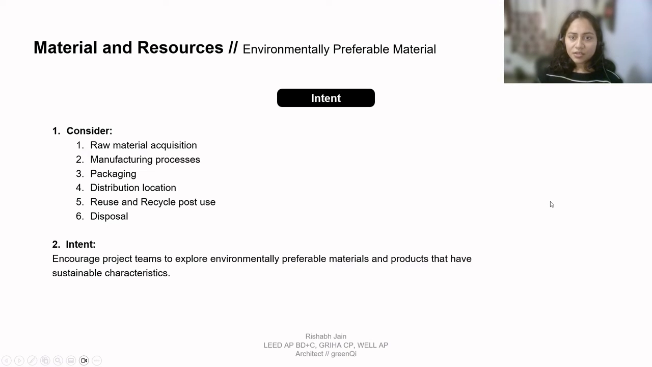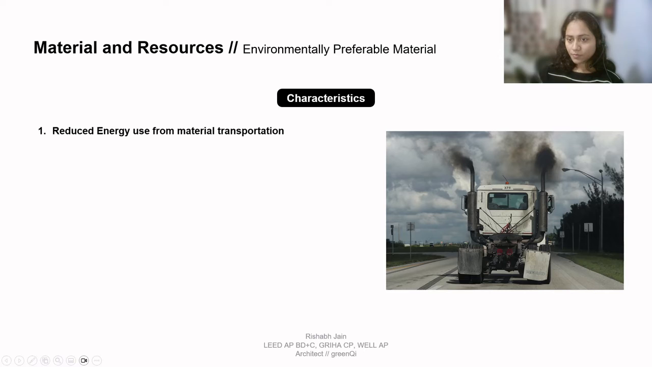So the intent here, now that we have listed down the considerations, is that the project team explores environmentally preferable materials and products that have sustainable characteristics. So the sustainable characteristics, we'll get into that now. What are the characteristics that make up a sustainable material?